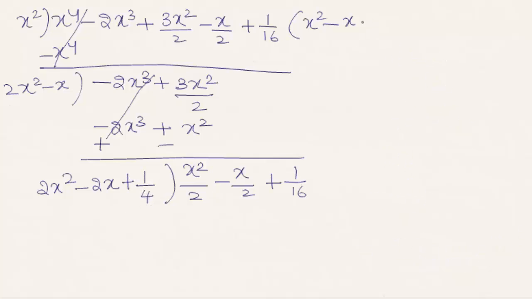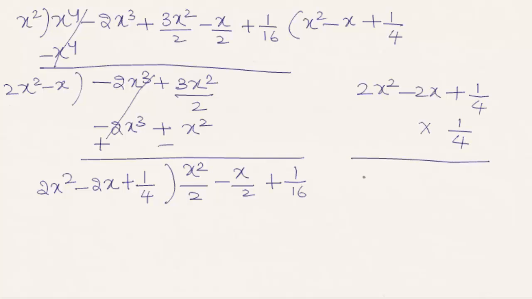Now let us multiply the new divisor with 1 by 4. We get 2x square minus 2x plus 1 by 4 into 1 by 4. On multiplying this we get 1 by 4 into 2x square as 2x square divided by 4, and here 1 by 4 into minus 2x as 2x divided by 4, and 1 by 4 into 1 by 4 would be 1 by 16. And now here by simplifying we get 2 1 time is 2, and 2 2 times is 4.